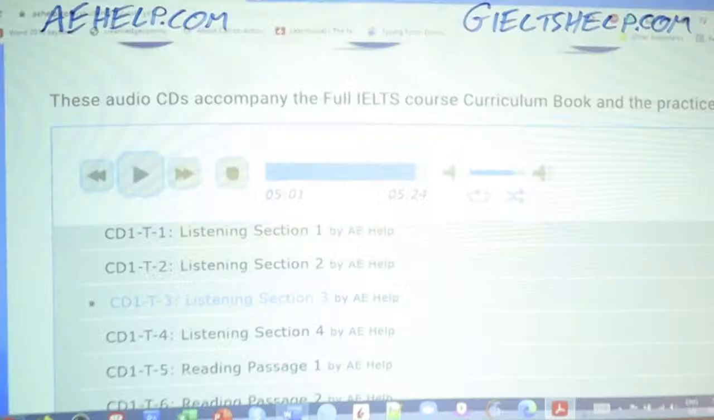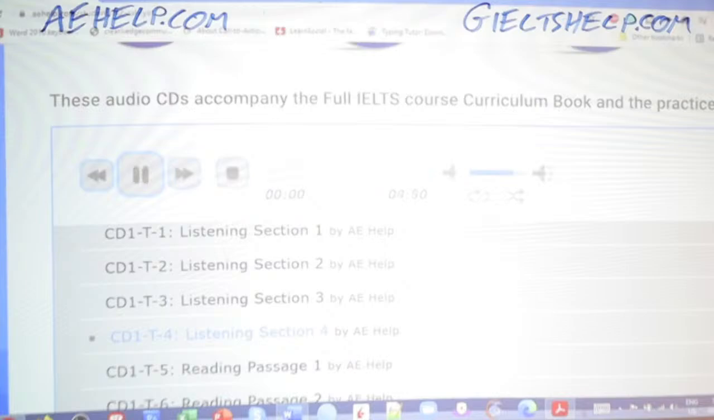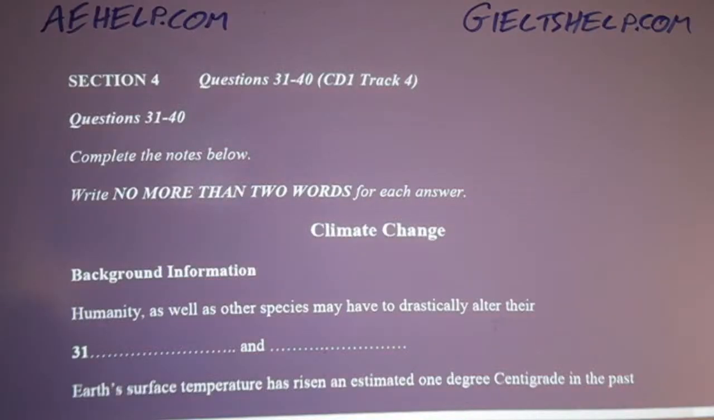Okay, let's just hop back to the website here. And let's go with listening section 4. Keep your answers until the end. Here we go. Now turn to section 4. Take some time to look at questions 31 to 40.